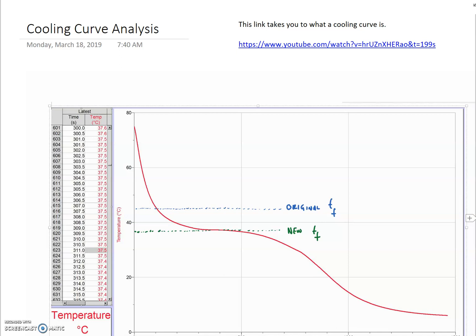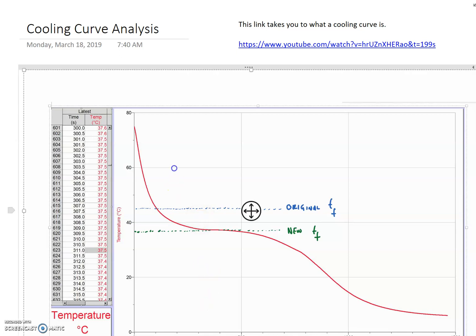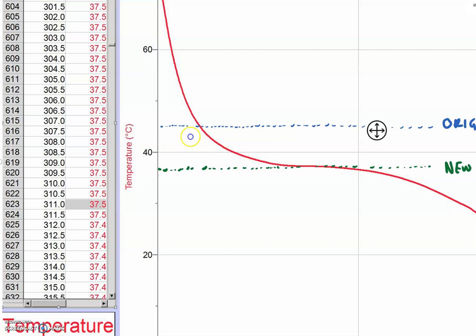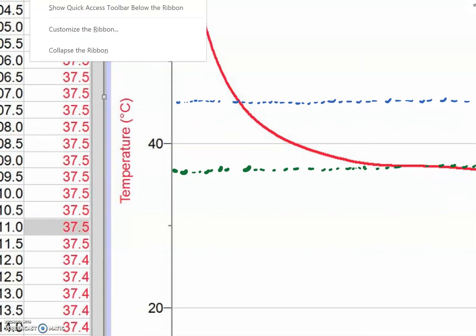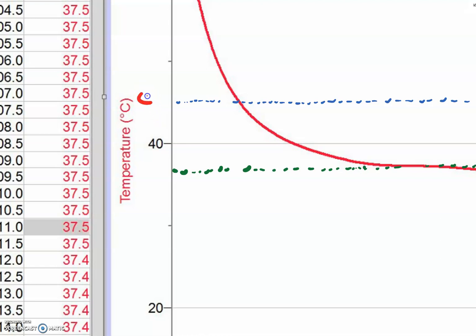And today we're going to be looking at the analysis for Lab 13B. Hopefully you got a chance to watch the walkthrough. And remember that we said that this difference from the original freezing point, 44 degrees Celsius, to our new freezing point of 37 degrees Celsius.